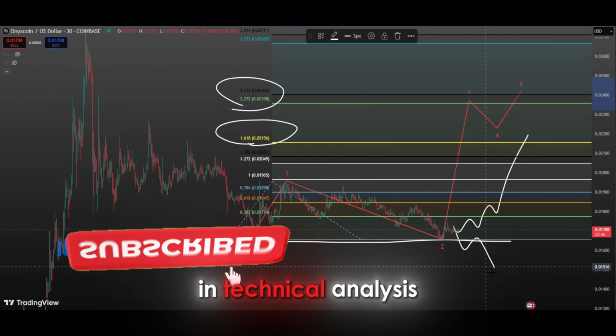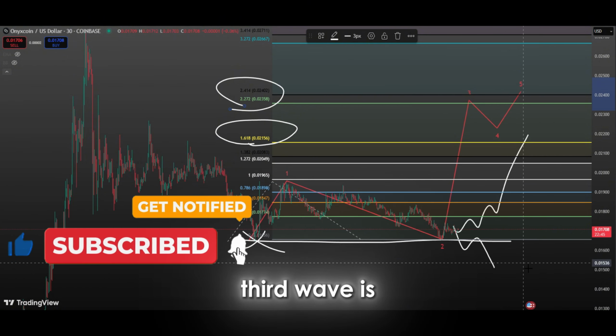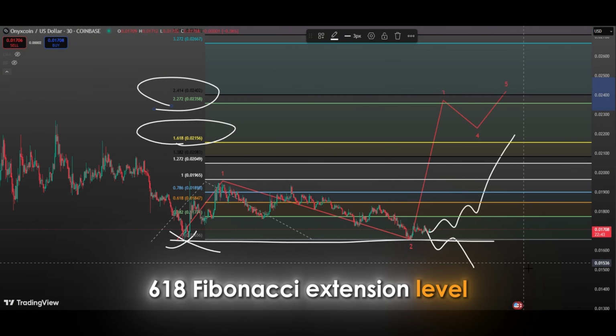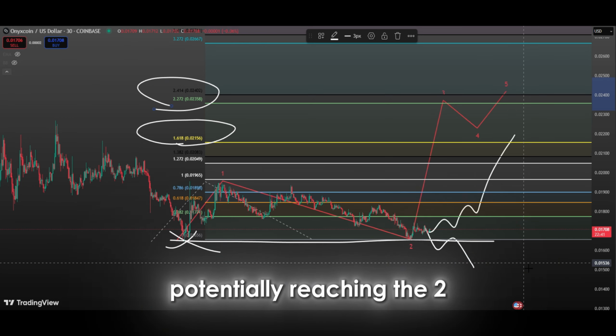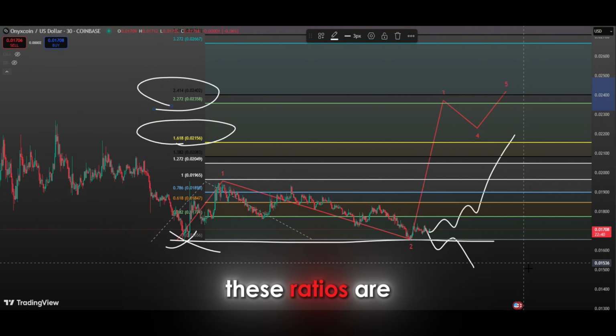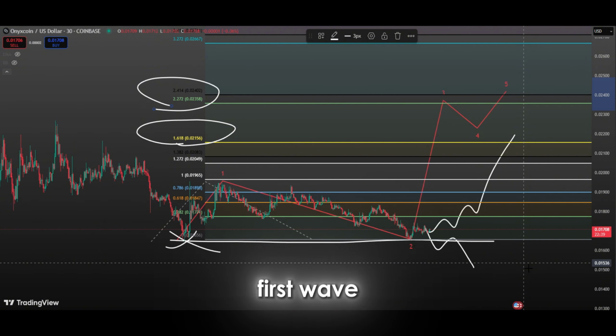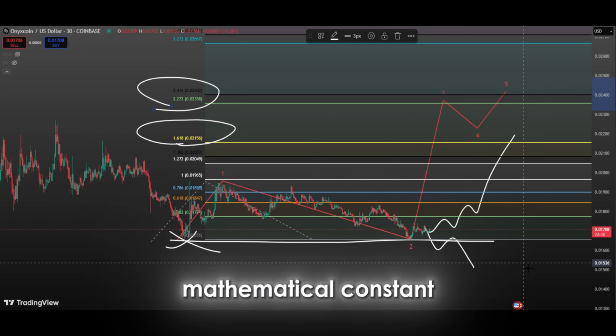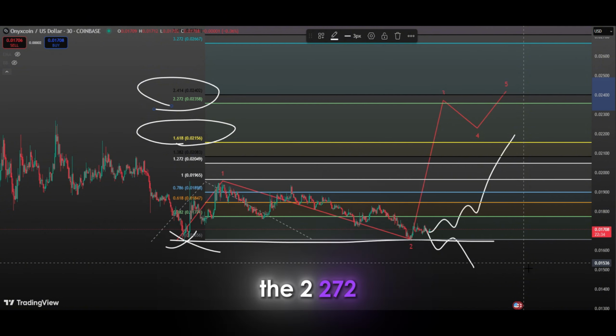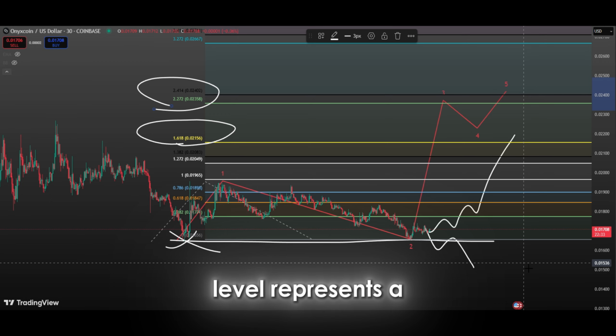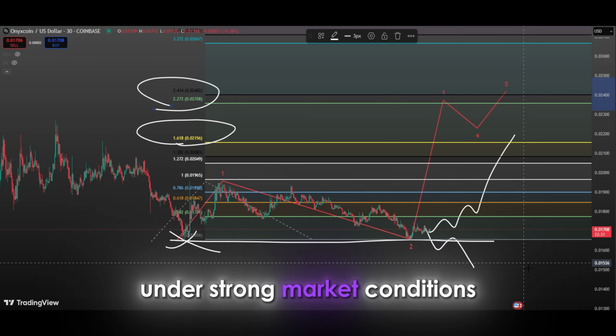In technical analysis, the minimum expected target for the third wave is the 1.618 Fibonacci extension level, with stronger trends potentially reaching the 2.272 level. These ratios are projected forward based on the length of the first wave. The 1.618 level, known as the golden ratio, is a powerful mathematical constant often observed in both nature and financial markets. The 2.272 level represents a more aggressive target under strong market conditions.